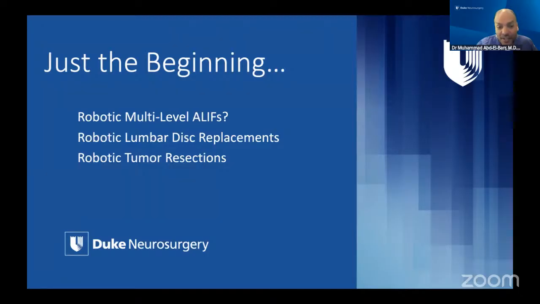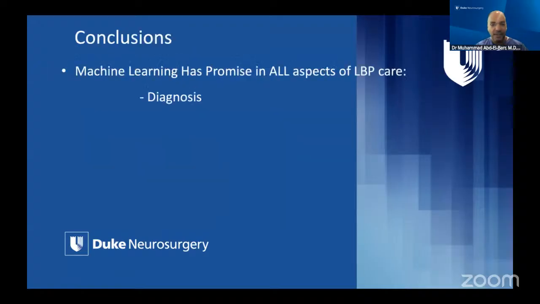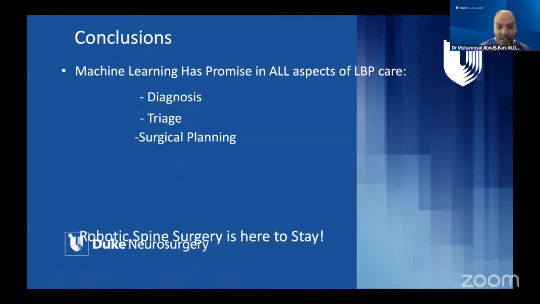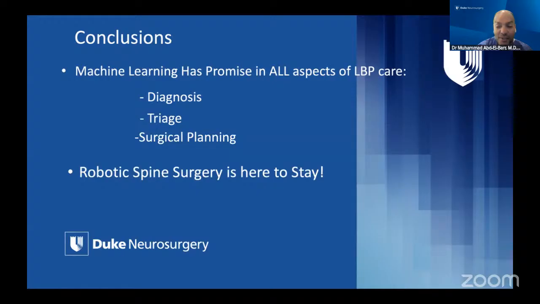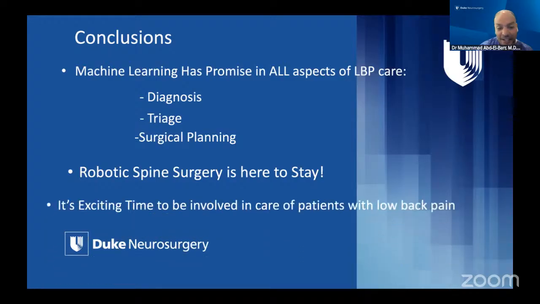And I think the real future is in robotic spine tumor resections. So just to conclude, to be mindful of people's time, I think machine learning has promise in all aspects of low back pain: diagnosis, triage, as well as surgical planning. I think robotic spine surgery is here to stay. I think it's really important to figure out which surgeries should be done with a robot and which surgeries we should depend on ourselves. I still use fluoroscopy and/or navigation at times, and it's figuring out which cases are best suited. That's really important. And I think it's really an exciting time to be involved with patients with low back pain. And with that, I'll conclude.